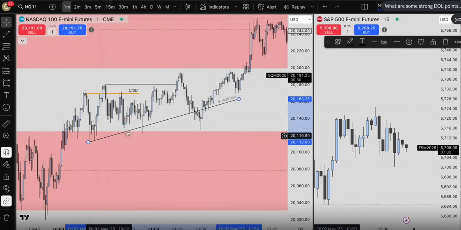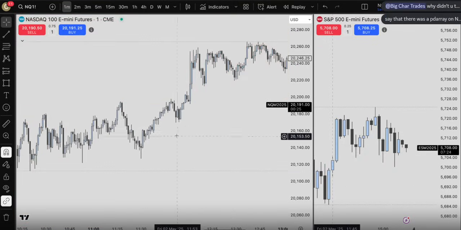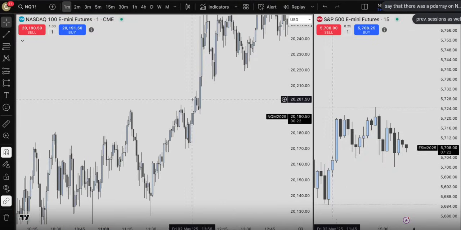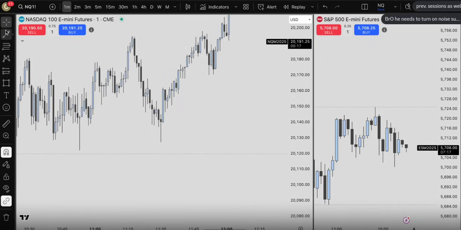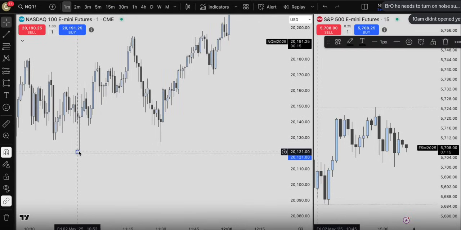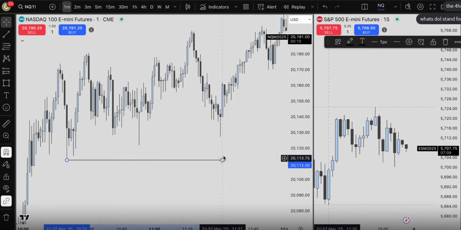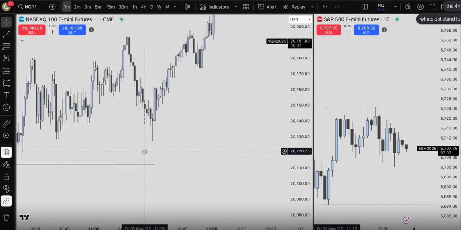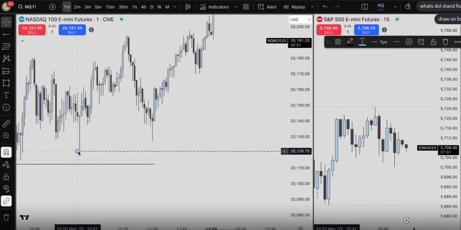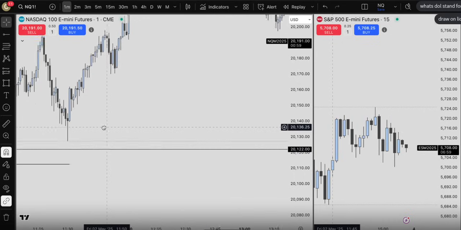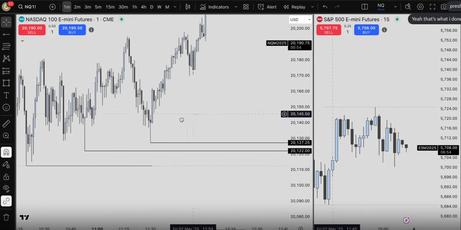Usually I'll just keep it at the protected low, and then I'll move it up when we hit TP1. Another thing you can do is, let's say I'm in this long and my stop was at this low. What I would do is, okay, new high, we shouldn't break below this low.